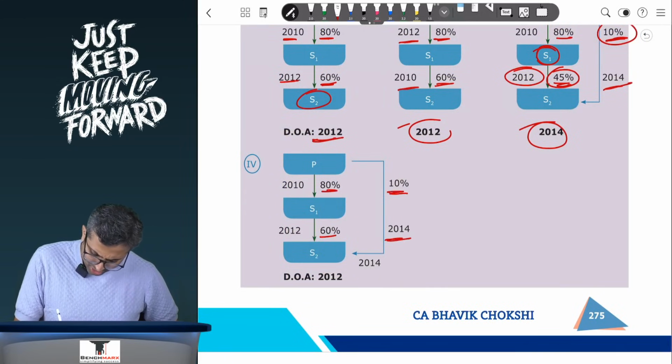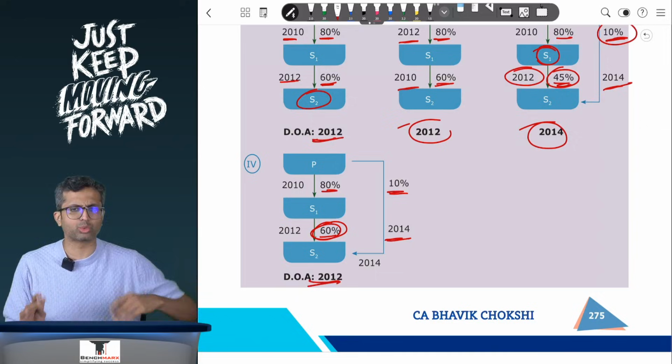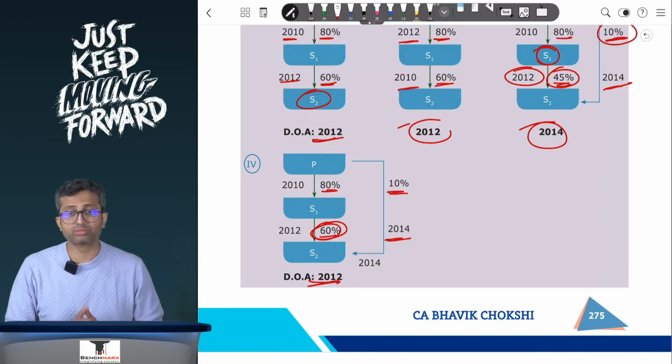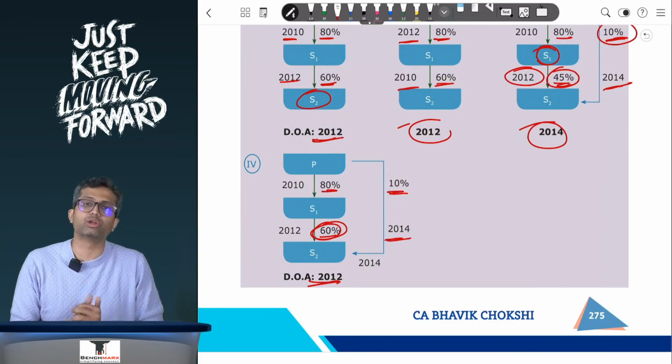But even without this 10, I would say that with a 60% stake over here, there is control, and hence 2012 will be the date of acquisition. Sir, why is it so important to determine the date of acquisition? Because your pre and post depends on the date of acquisition only.